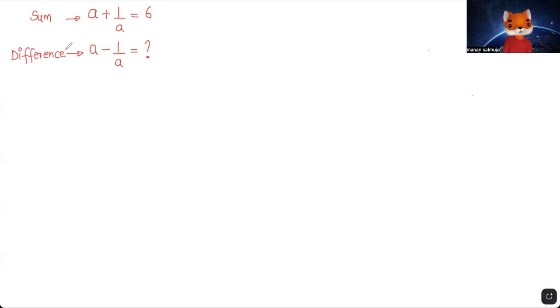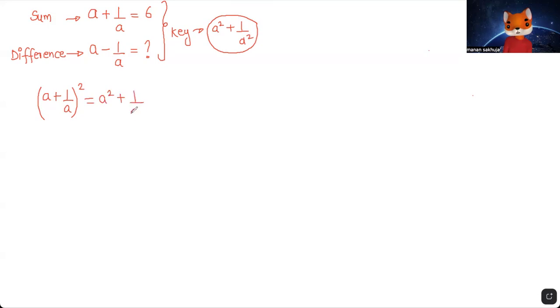Now in this type of problem, what exactly is the key? The key is this quantity a square plus 1 by a square. Maybe you are not able to understand it right now, but this is the quantity which relates the given and the value to find. I expect all of you know this, that a plus 1 by a whole square is a square plus 1 by a square plus 2.